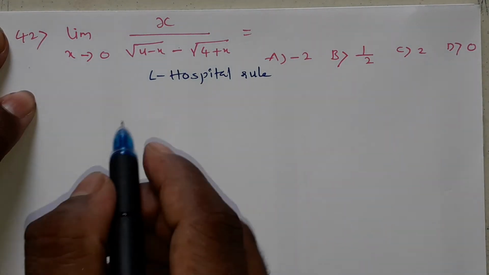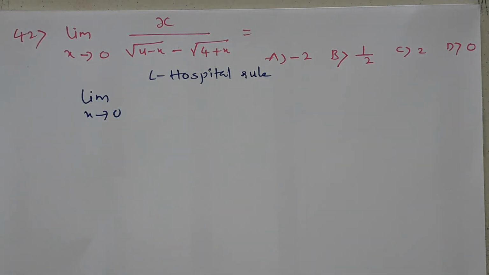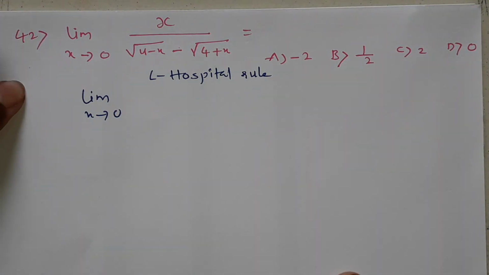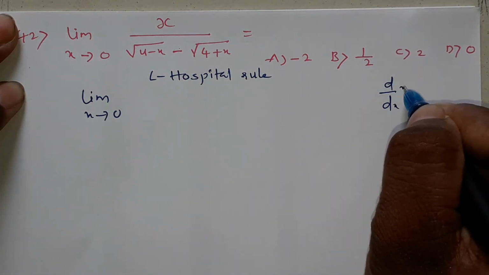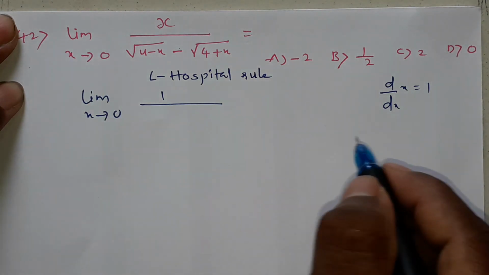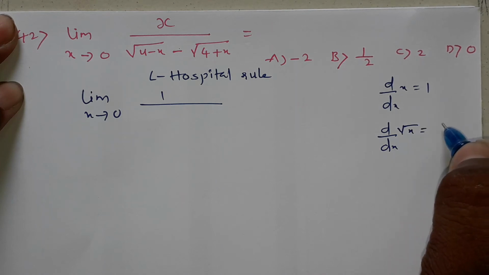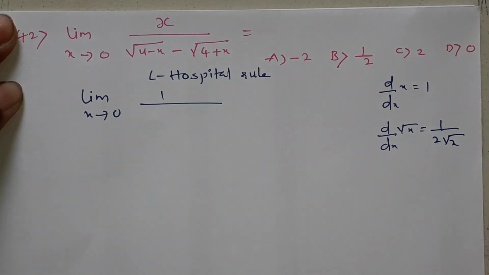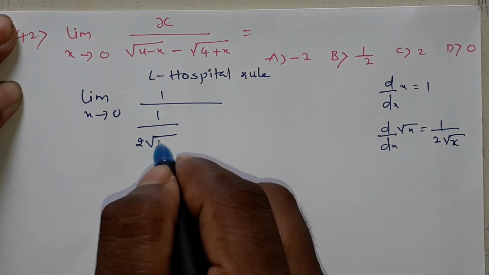Apply the L'Hospital rule, limit x extends to 0. Derivative of x value is equal to 1, so 1 by under root, derivative of root x is equal to 1 by 2 root x. Already we know the formulas. So apply the 1 by 2 of 4 minus x.